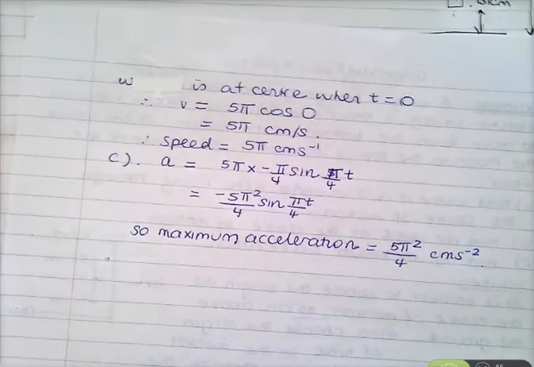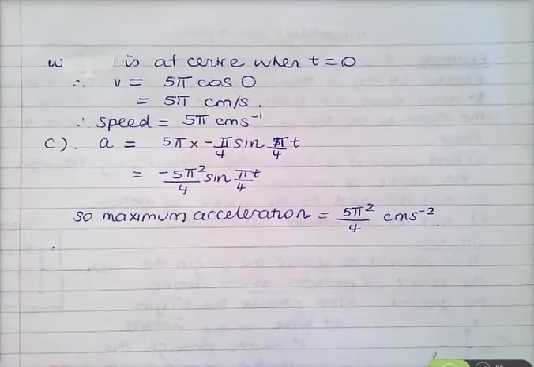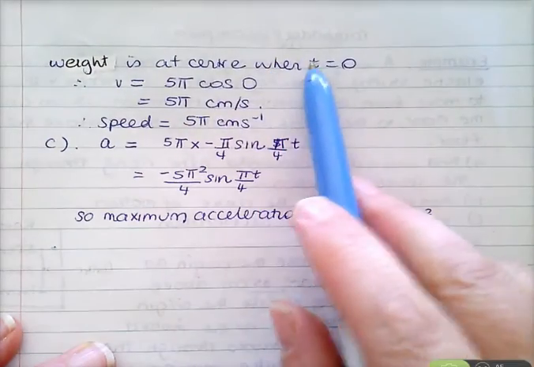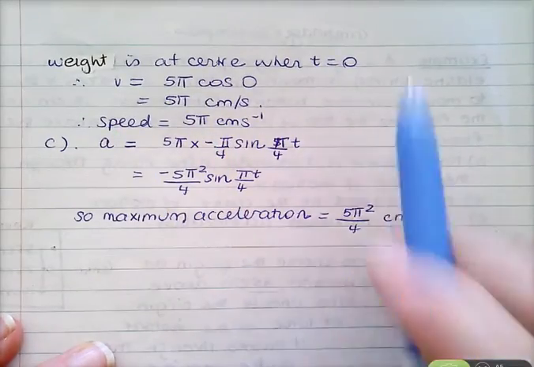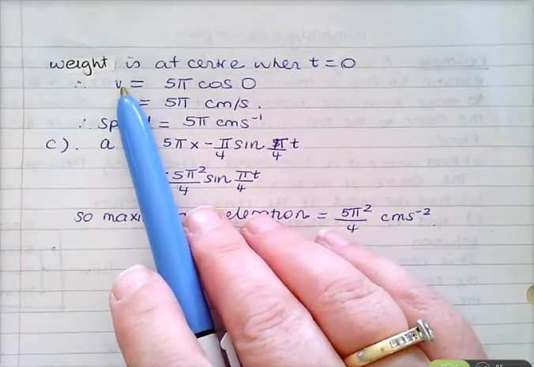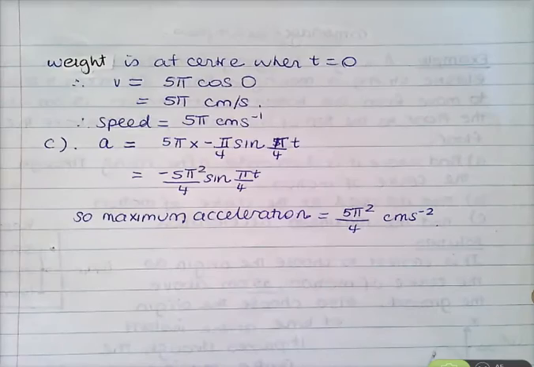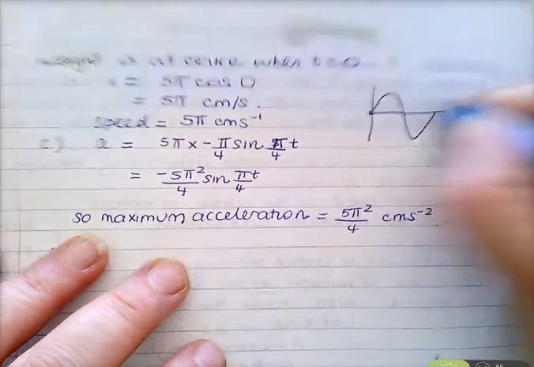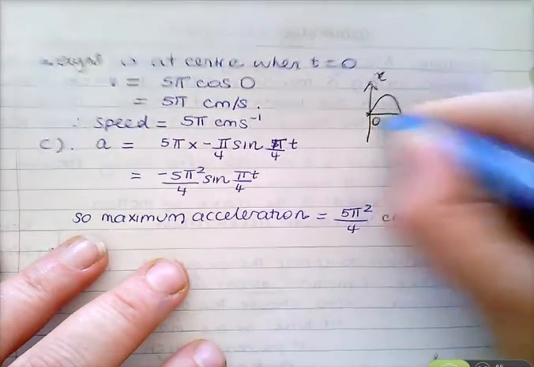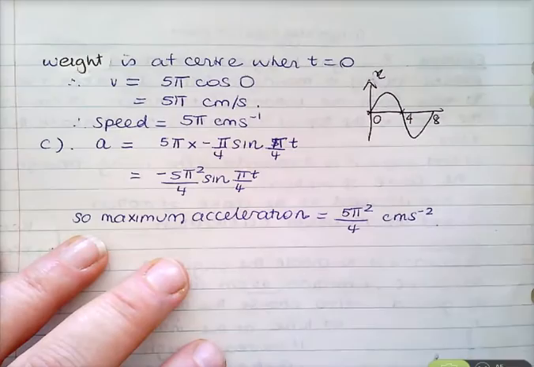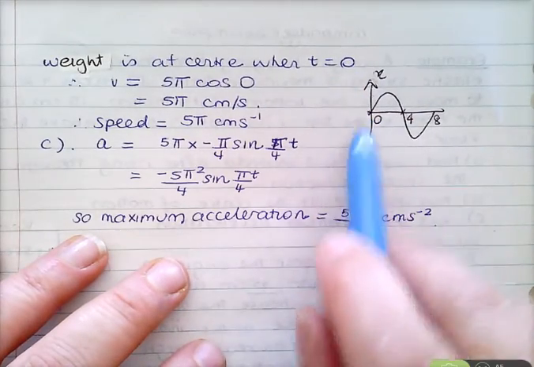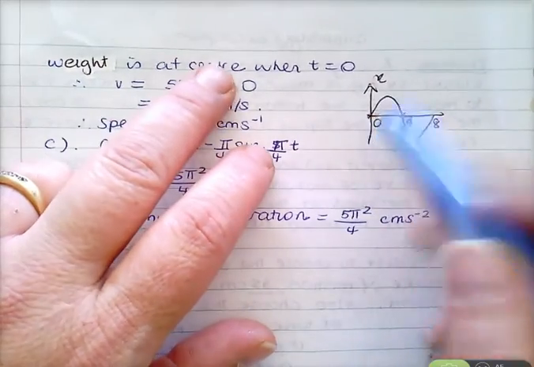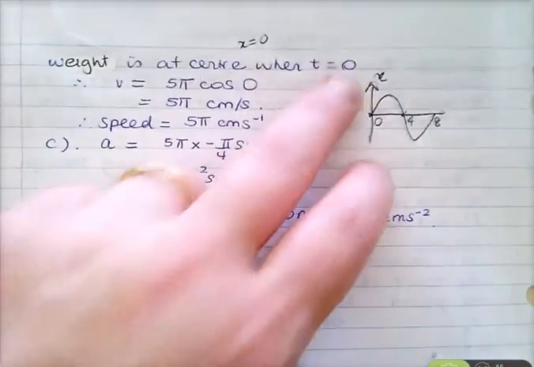So the weight is at the centre when t is 0, according to our equation. The reason is that when we drew the initial curve, remember this is our original curve for x, 0, 8 seconds, 4 seconds, at time 0, we've drawn our curve such that the weight is at the centre. The weight is at x is 0 when t is 0.